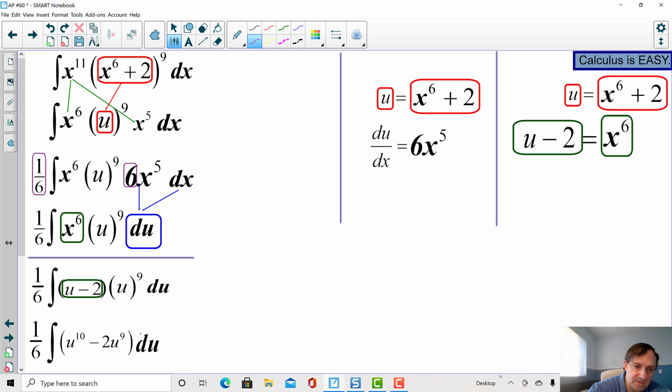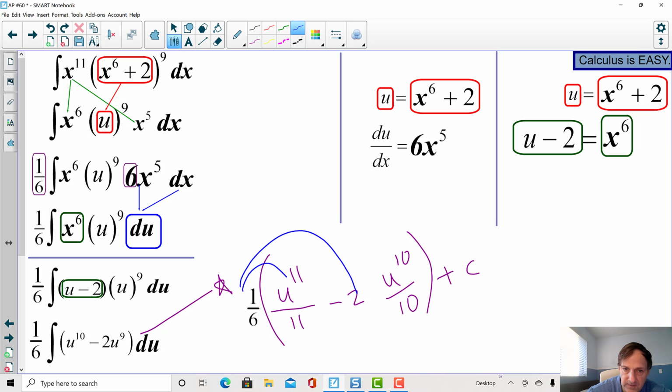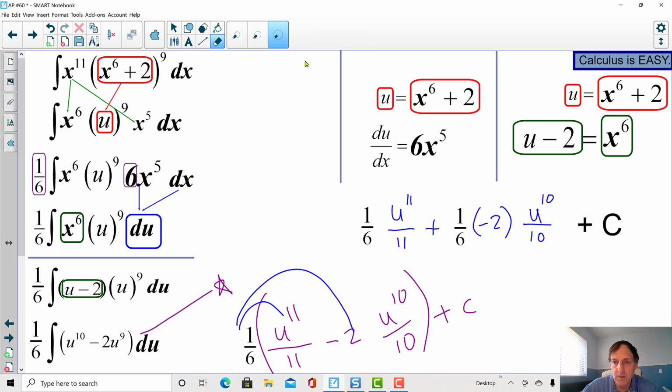Now we finally reach a spot where we can actually do the integral. Our integral is going to be u to the 11 over 11 minus 2, and then u to the 10 over 10. Don't forget your plus c, and don't forget your 1/6. Now a lot of people will distribute the 1/6 on both pieces. That's fine if you want to do that. And there's still a little bit of simplifying I can do.